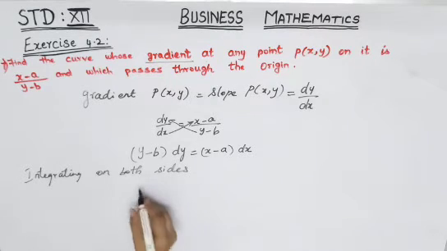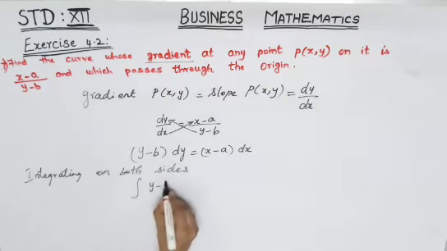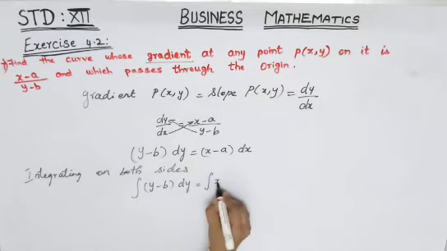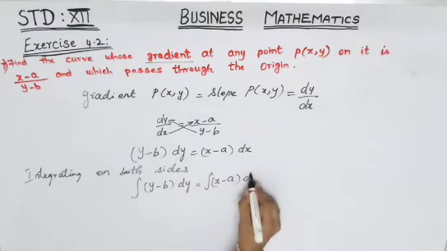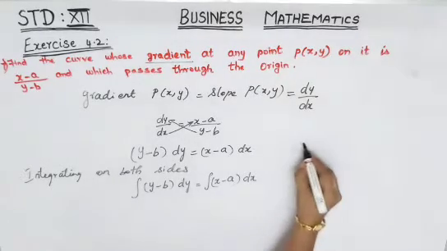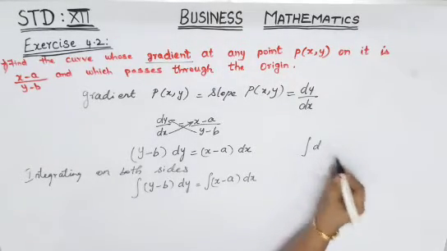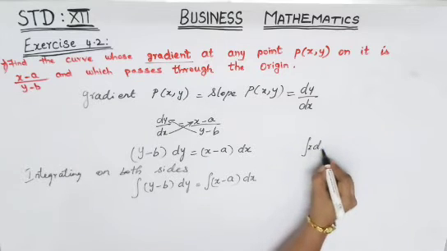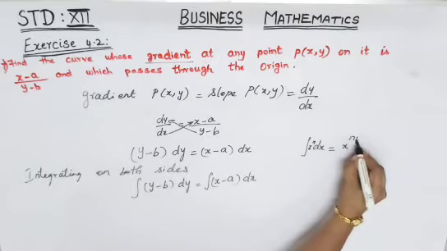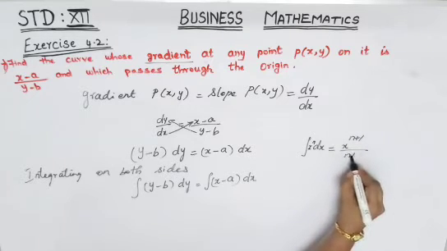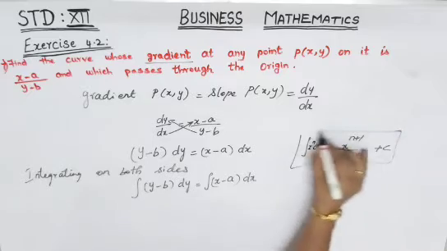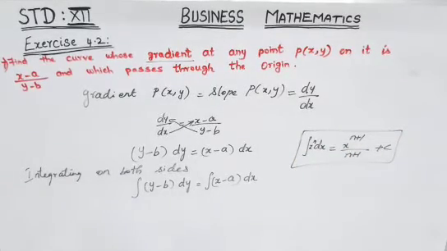So we integrate: integral of (y minus b) dy is equal to integral of (x minus a) dx. Here we have only y dy, so you can use the formula integral of x power n dx is equal to x power n plus 1 divided by n plus 1 plus c. This is a basic formula for integration.